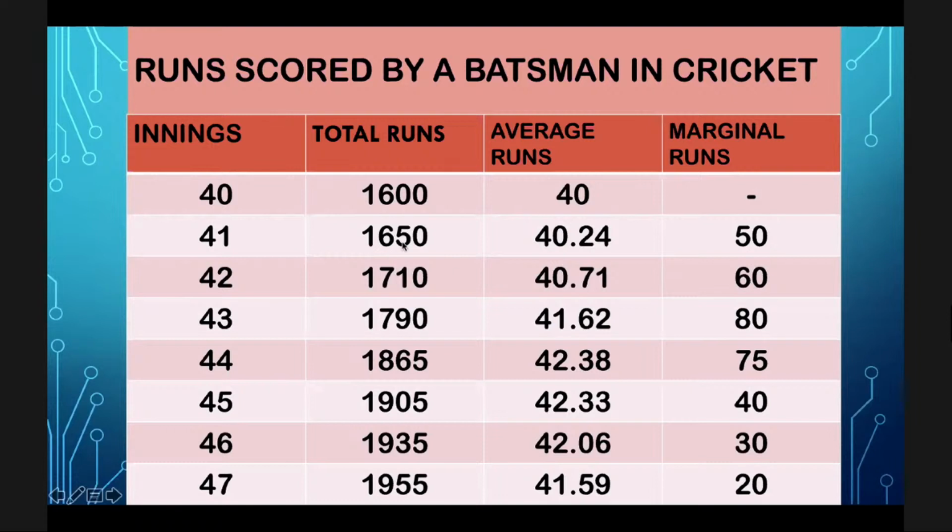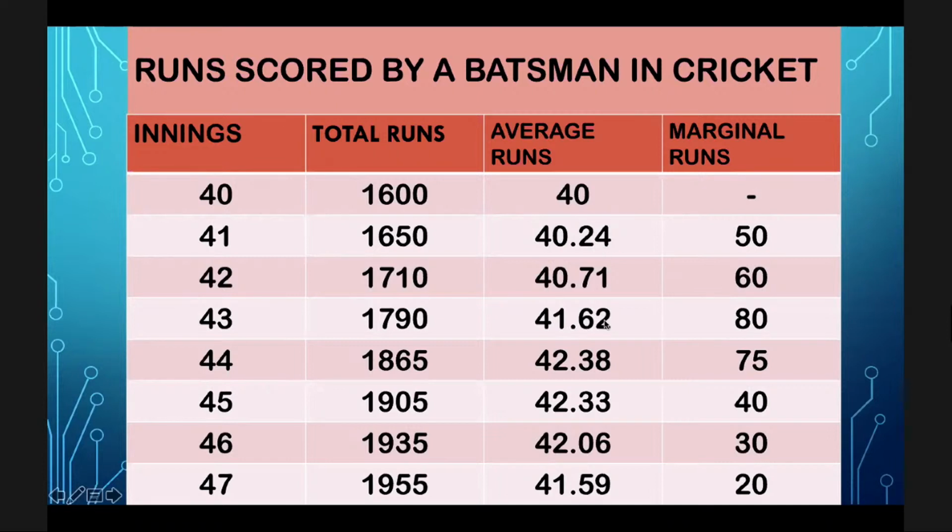He scores a 60. His total becomes 1650 plus 60, that's 1710. We divide it by 42. The average comes out to be 40.71. Again, you see the average is increasing because the marginal runs are greater than his average. We move on to the 43rd innings. He has scored 80 in that. So 1710 plus 80 makes it 1790, divided by 43, 41.62. Again, you see average is rising. So marginal runs are greater than average runs.